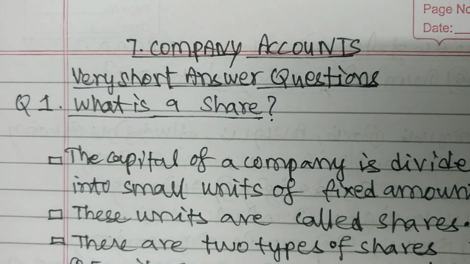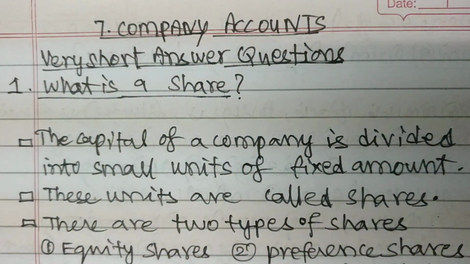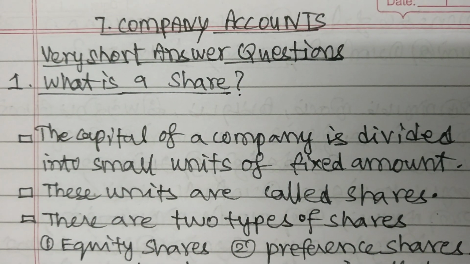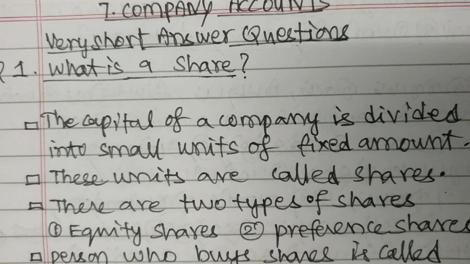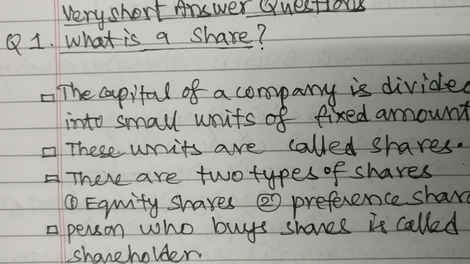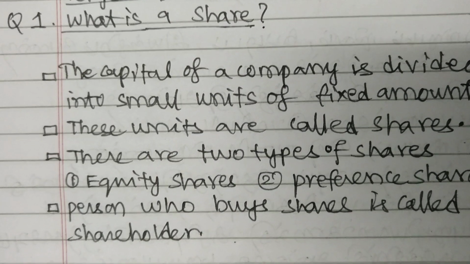What is a share? The capital of a company is divided into small units of fixed amount. These units are called shares. There are 2 types of shares: equity shares, preference shares. Person who buys shares is called shareholder.